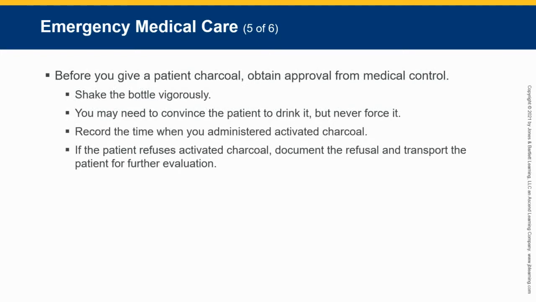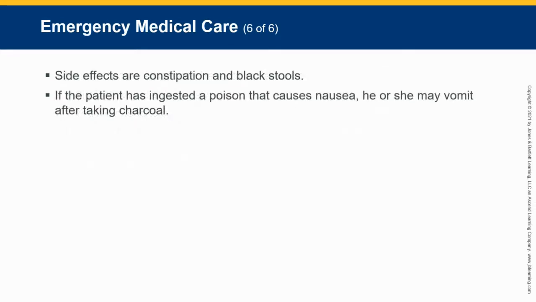But before you give a patient charcoal, you'd have to obtain approval from medical control in certain protocols. That's not the case in North Carolina, but you would have to shake the bottle vigorously, and the patient needs to drink it. You can't pour it down their airway, and you're not putting any tubes down their esophagus into their stomach. They would have to voluntarily drink it, and if they refuse, then you would have to document that refusal, and that might even cause you to increase how rapidly you're transporting your patient.